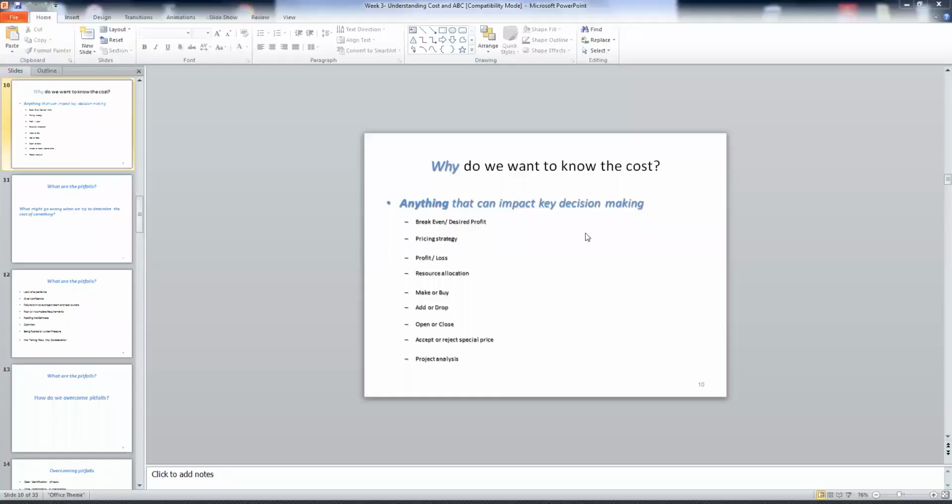So to reiterate, why it's important are the things that we've already discussed: pricing, profit or loss of a product or service, resource allocation, make or buy, add or drop a segment. So you can easily see, even at this early stage in our course, why knowing cost and understanding cost is so important to every organization.